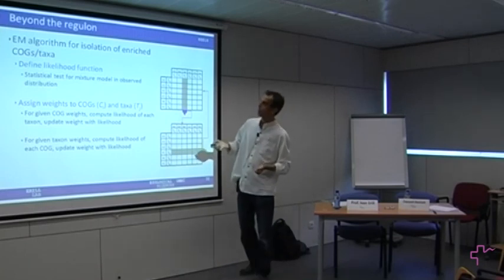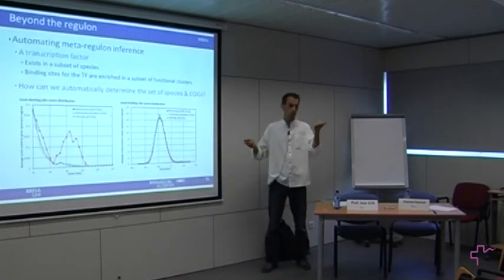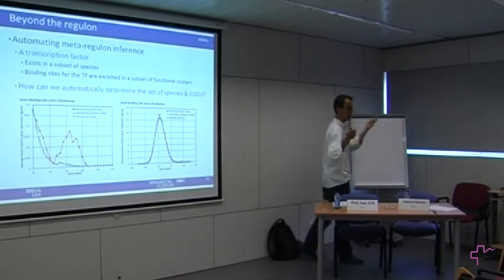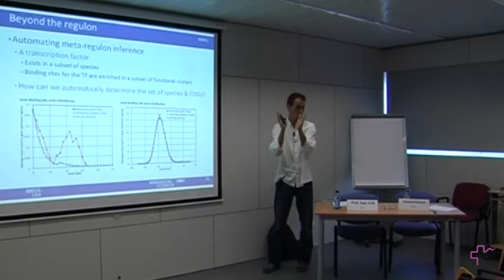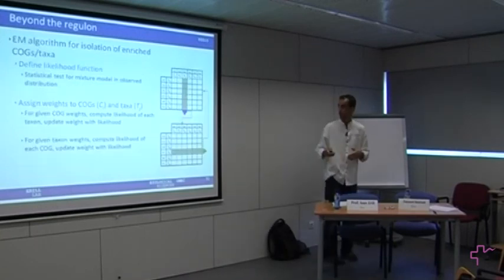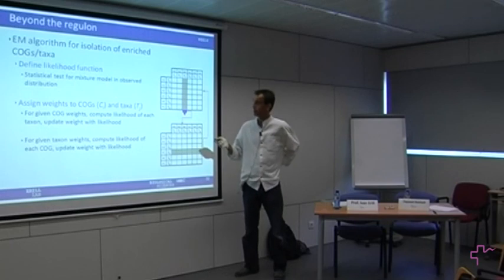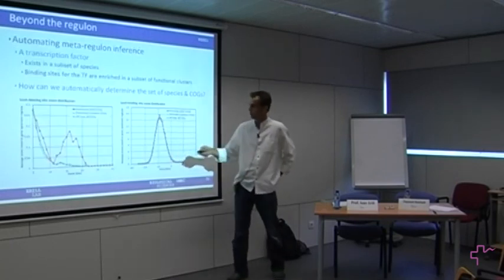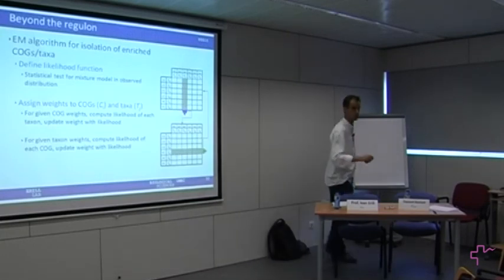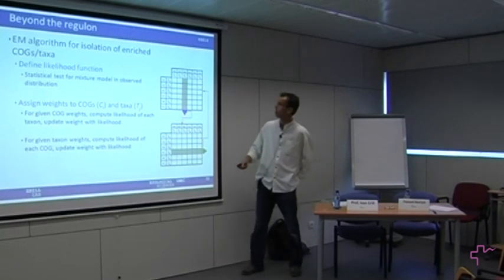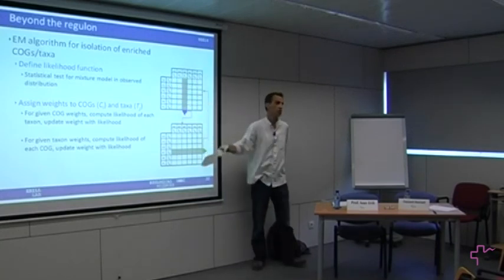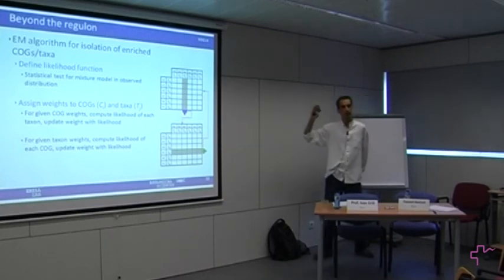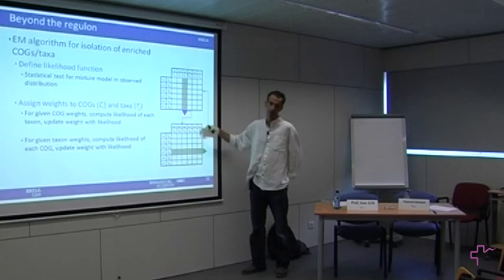So the idea is whenever you have a transcription factor, it may exist only in a subset of species. It does not have to be in all the species that you're analyzing. And you know for a fact that it's only going to be targeting a subset of the cogs. So one thing you can do is define a statistical test for a mixture model, which is what we see here, and use it as a likelihood function. You can plug that into an expectation maximization algorithm in which you basically say, okay, given this fixed distribution of cogs, let's revise my belief that each of these taxonomic groups is enriched in sites, that is, has a small lump at the right tail of the distribution or not.